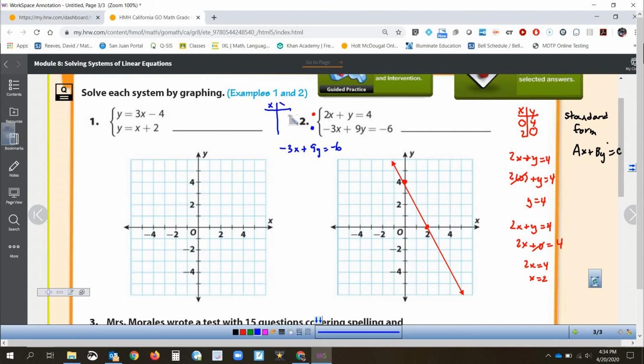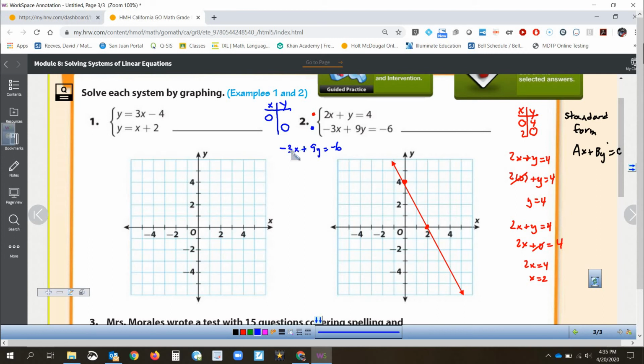And again, you can have any points on a table, any points you want to. You can pick an x and find the y that goes with it, or pick a y and find the x that goes with it. We're going to pick 0 for x and 0 for y because they're the easiest to work with.